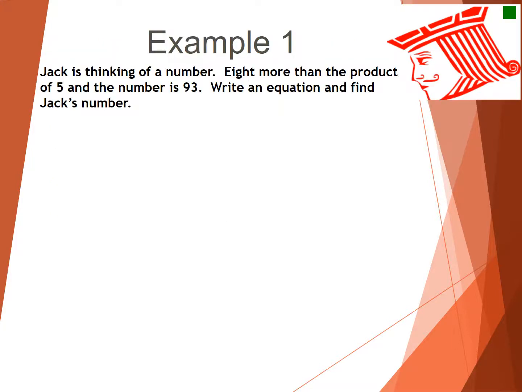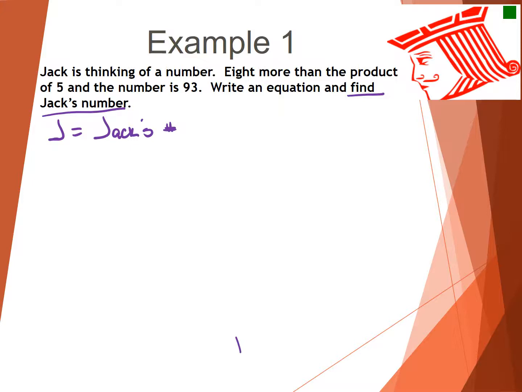So here's what I read. Write an equation and find Jack's number. So we're going to let J equal Jack's number. Oh, that's horrible. That's messy. Messy, messy, messy.